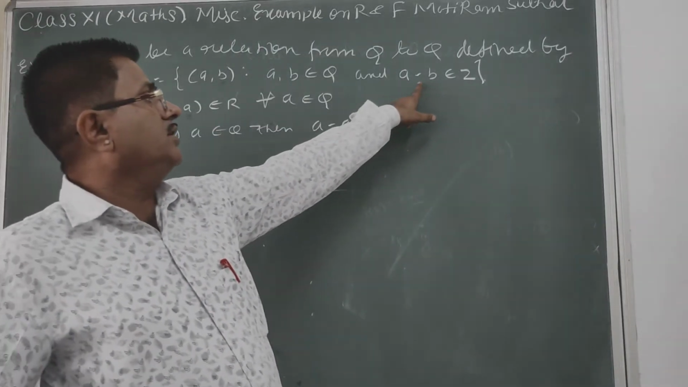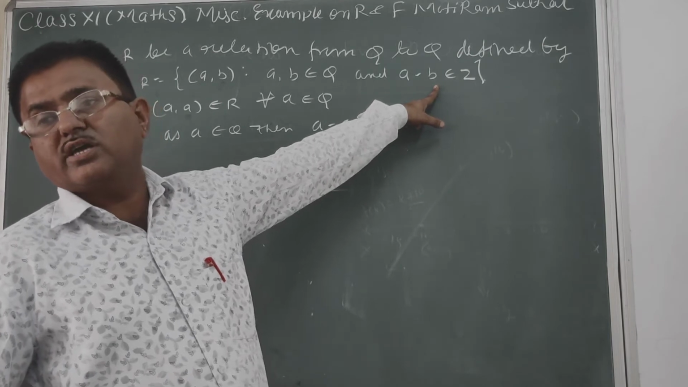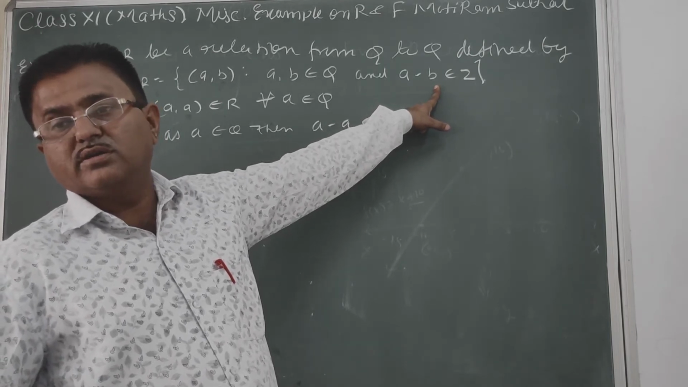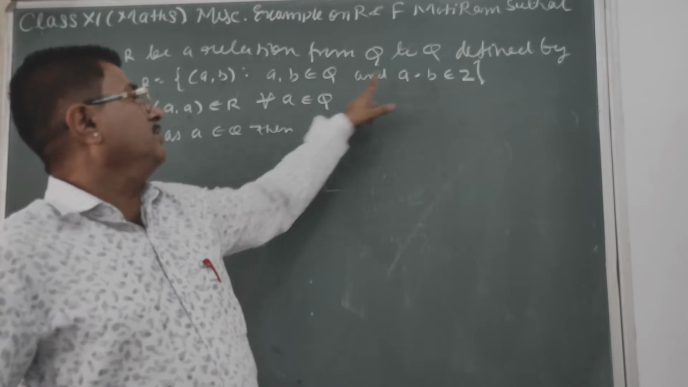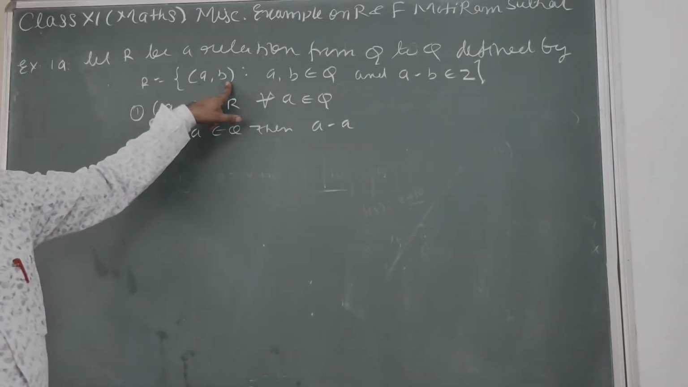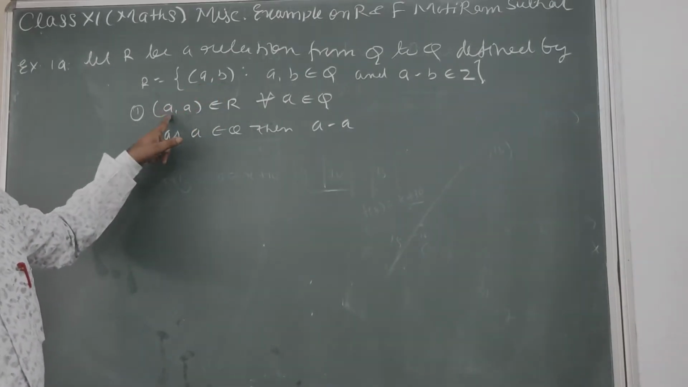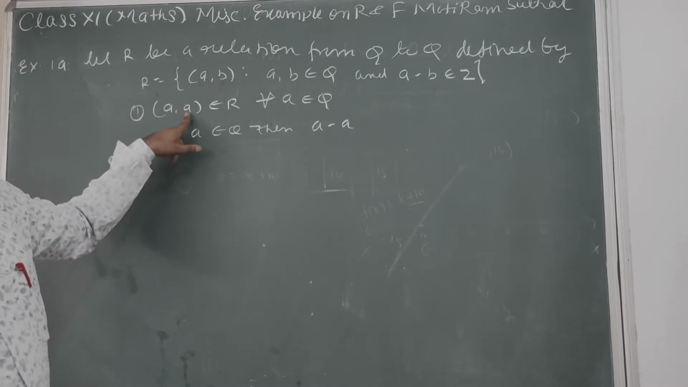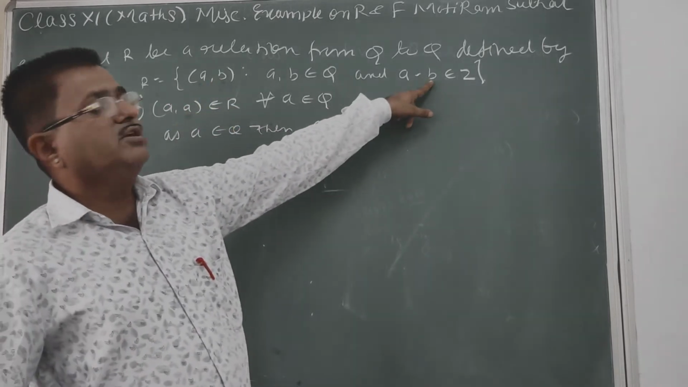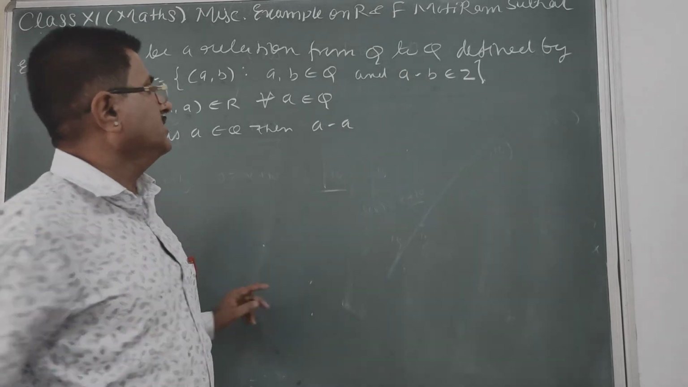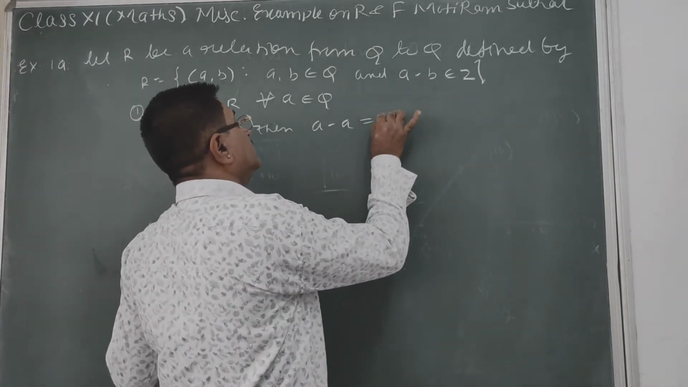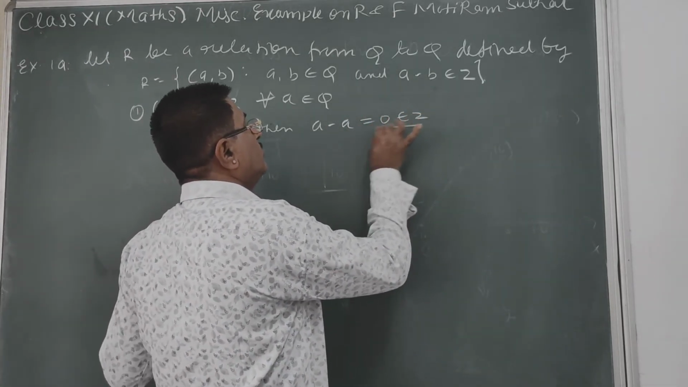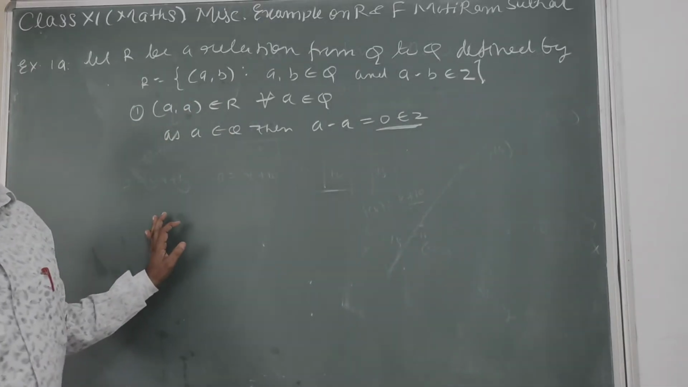Our relation is A minus B, that should be Z, meaning an integer. Integer होना चाहिए. तो B की जगह भी हम A ले रहे हैं. Here in the ordered pair A, B we have the relation. Here B is replaced by A. So we also replace here B by A. So A minus A, as we know, is 0, and we also know 0 is an integer.